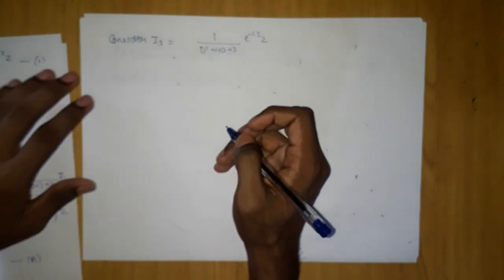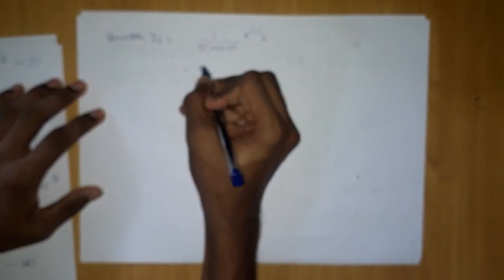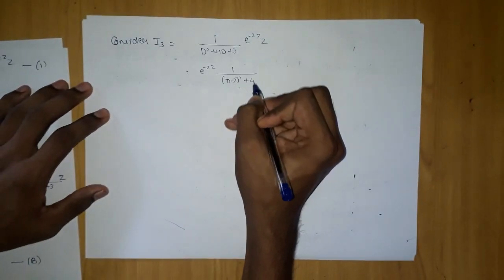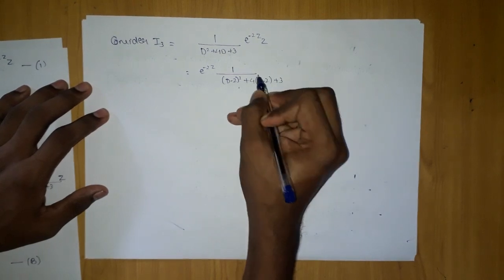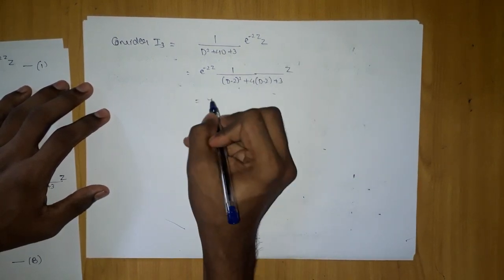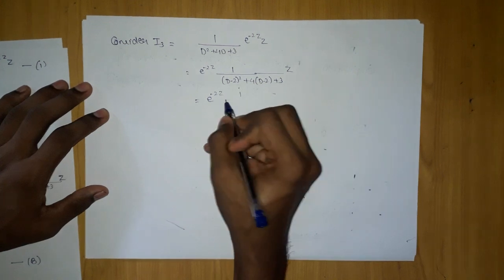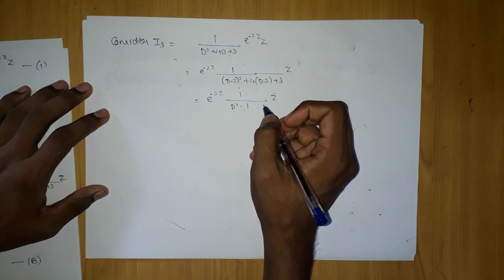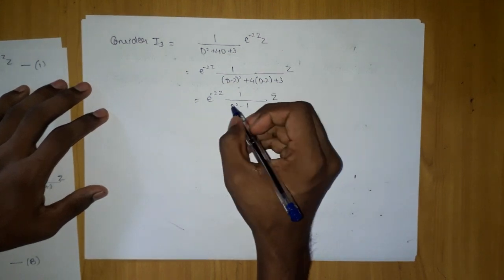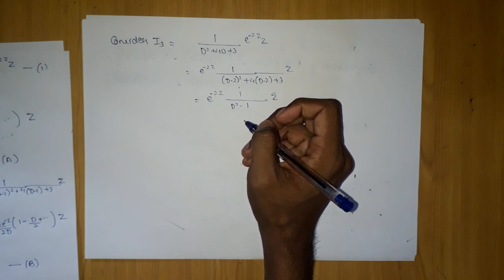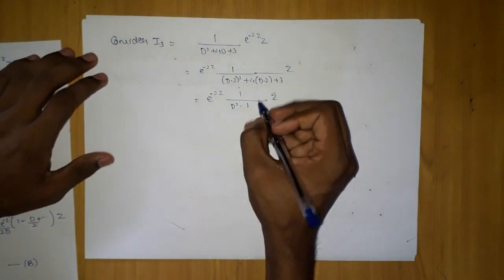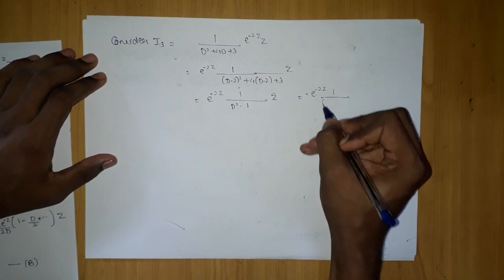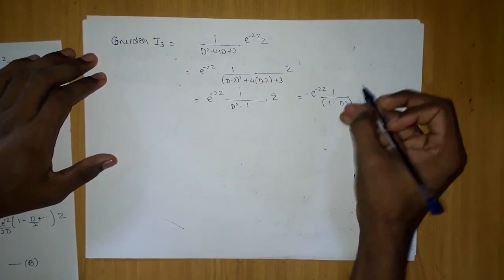If we focus on simplifying this, when I move e to the power minus 2z on that side, I am going to replace D by D minus 2 in the whole square plus 4 into D minus 2. If I simplify this, I am going to be left with e to the power minus 2z, 1 upon D square minus 1 into z, and here we are going to take minus outside because it should be in the format of 1 minus x or 1 upon 1 plus x to apply the Maclaurin series. So e to the power minus 2z, take the minus outside, we are left with 1 minus D square into z.